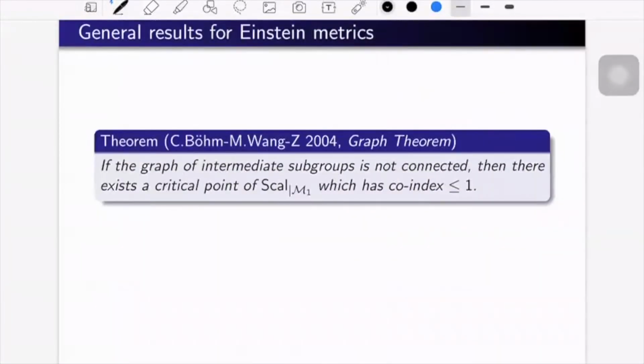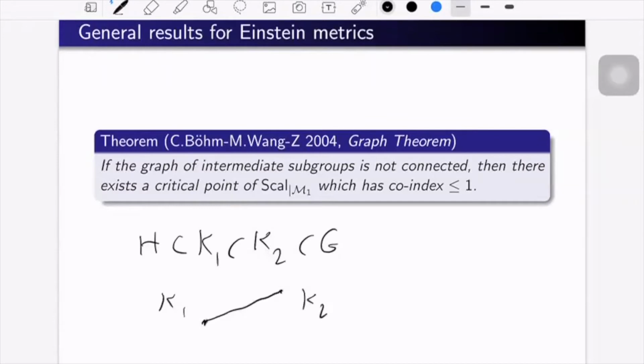So two global results for Einstein metrics, for the existence of critical points of the functional. The first one is due to Christoph Böhm, McKenzie Wang, and myself. Here we look at the set of intermediate groups, and we call that the graph, which means the following. You have one group inside another group inside G, and each group is a vertex. If they're inside each other, I connect them. Okay, so that's a simple kind of graph. If I have another group in between, then I might have another vertex for the third group. This one here also sits inside K3, inside G.